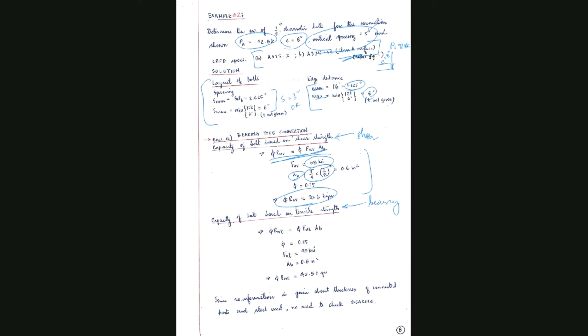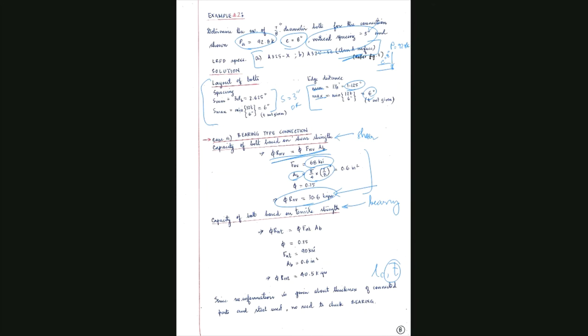And the capacity of the bolt, I have not calculated the capacity in bearing because the thickness of the connected parts is not given. So I've just skipped this, okay? Because bearing involves values like LC and then thickness. The thickness details have not been given, so we just go by this value, okay? I mean, this is not bearing, this is a mistake. This is in tension, okay?